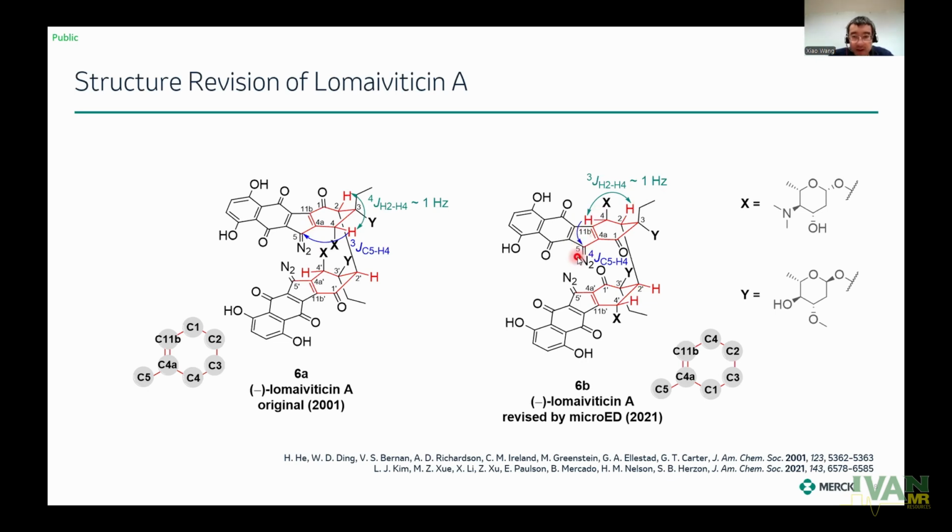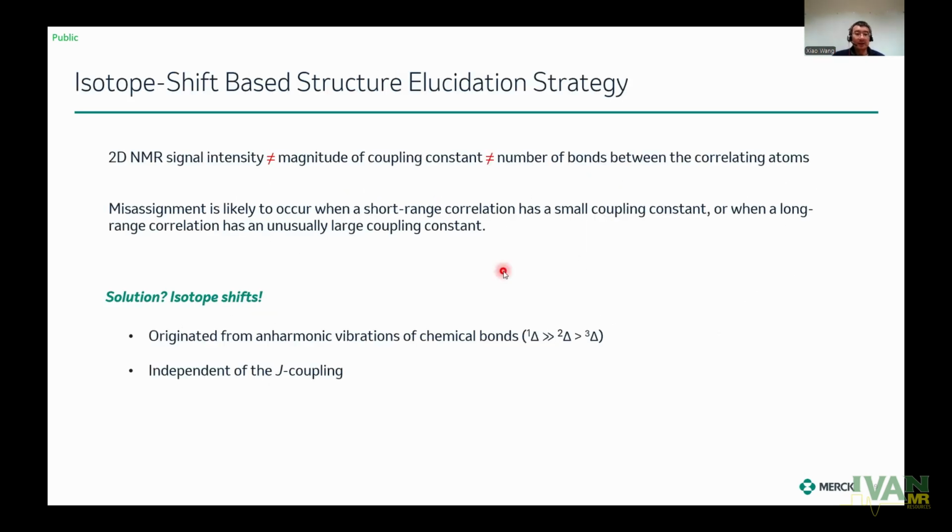So this shows the challenge during structure elucidation if you rely on the coupling constant to interpret the bond distance between atoms, because if you have a small coupling constant, it doesn't necessarily mean it's a long-range coupling. It could be just a short-range coupling, but due to dihedral angles, it's a small one. And this kind of mistake is really hard to identify if you don't know the structure a priori. So this is the main problem of our traditional structure elucidation.